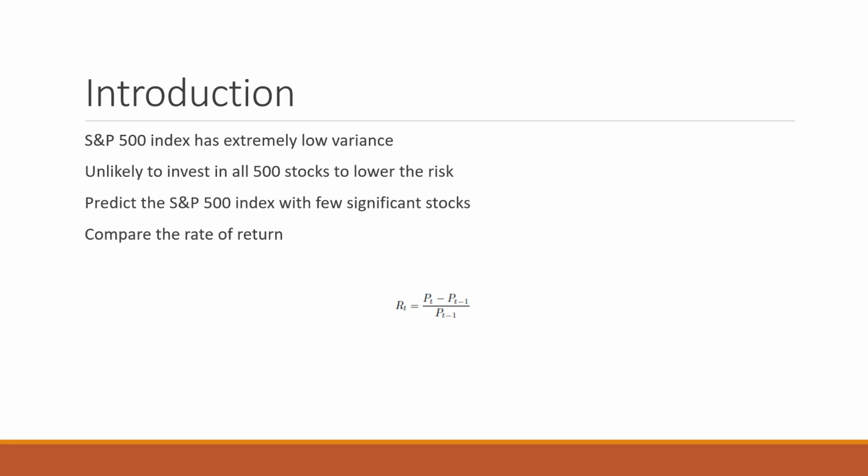It has extremely low variance because the index has 500 stocks in it. However, if you are an investor, it is unlikely you would invest in all 500 stocks to minimize the risk. So the goal is to predict the Standard and Poor's 500 index with just a few significant stocks. And in the end, I will compare the model return with the Standard and Poor's 500 index return.